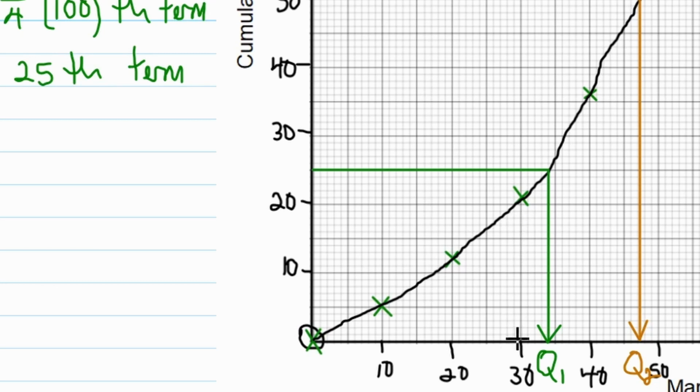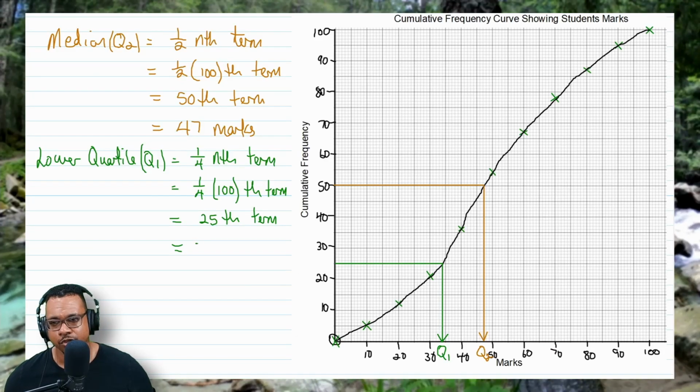So looking at this line here is 30. This here will be 35. So this is 1 less than 35. So that'll be 34. So Q1 is 34. So Q1 is 34 marks.